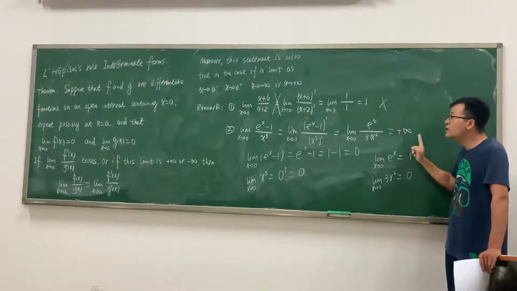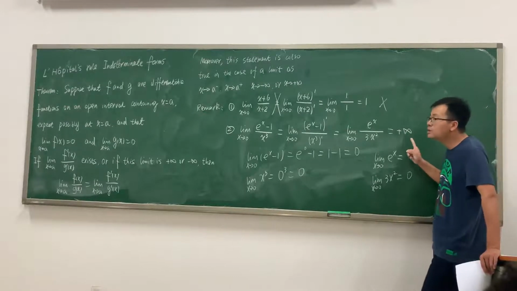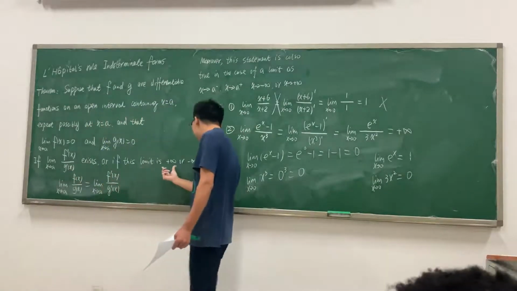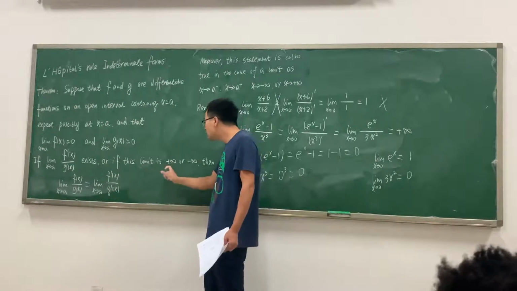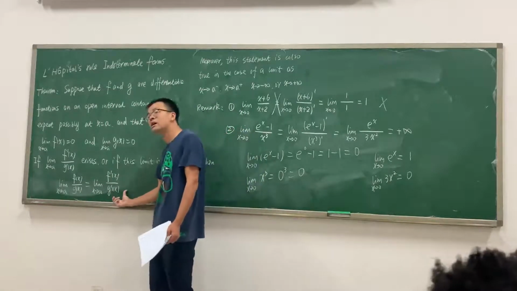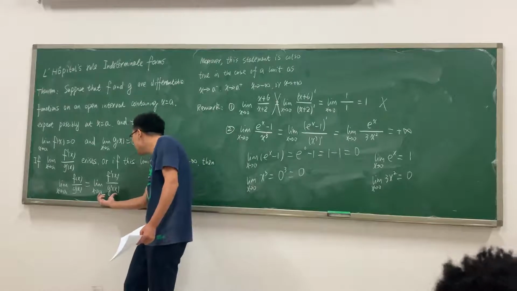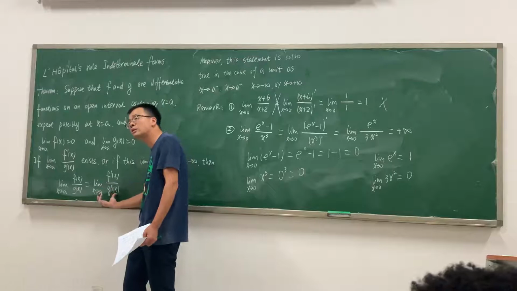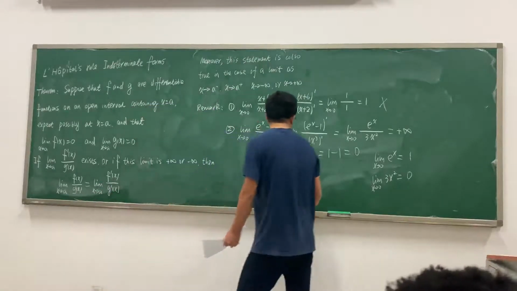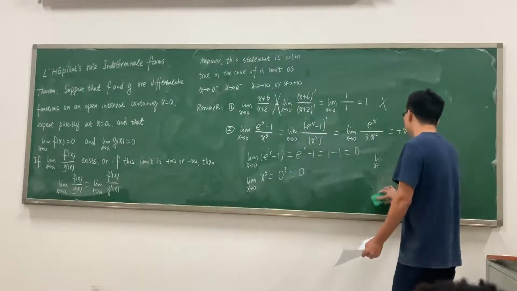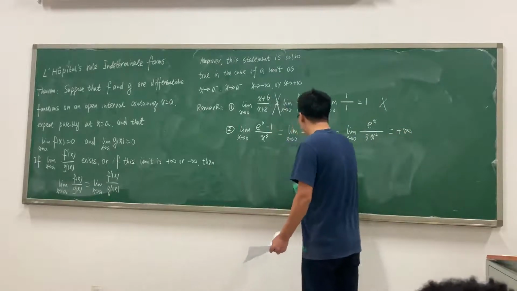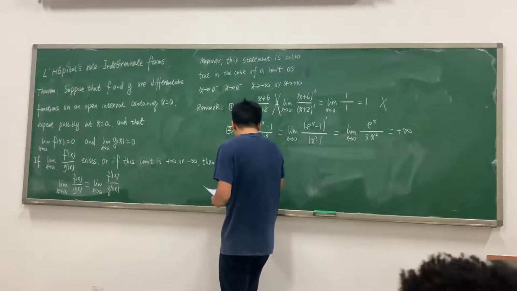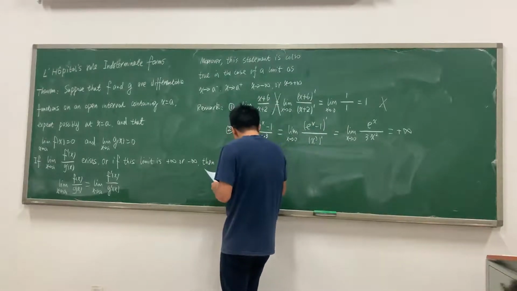So with this remark, I want to say that if this limit exists, or if this limit is plus infinity, we also have this conclusion. When this limit is plus infinity, we also have this conclusion. So this is the second remark. Now let's see the third remark.